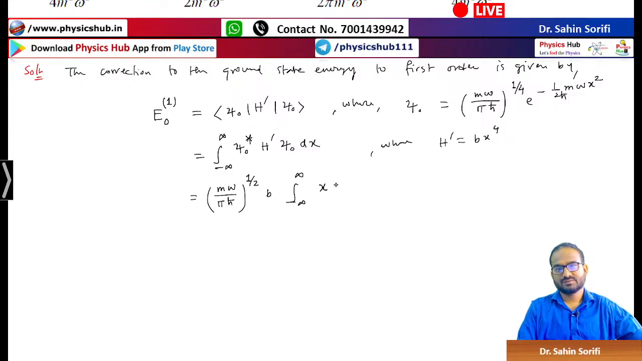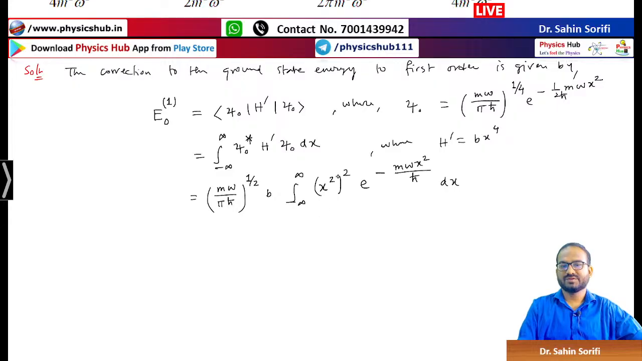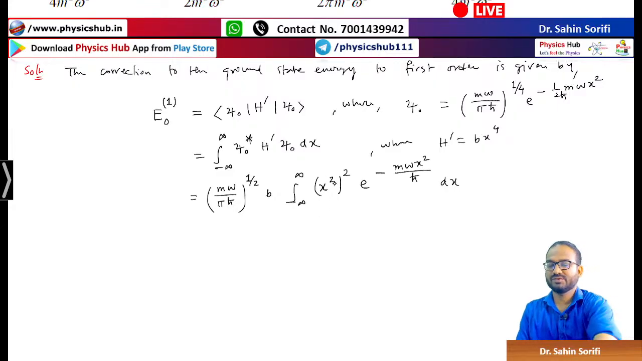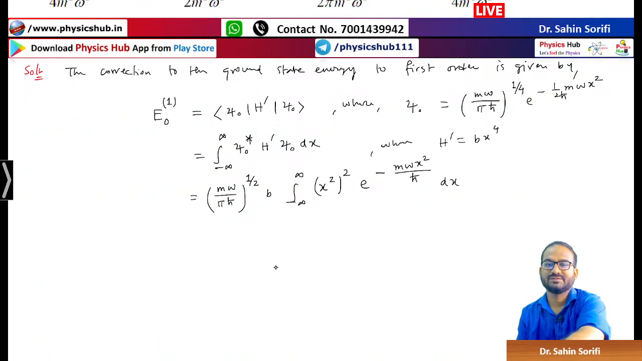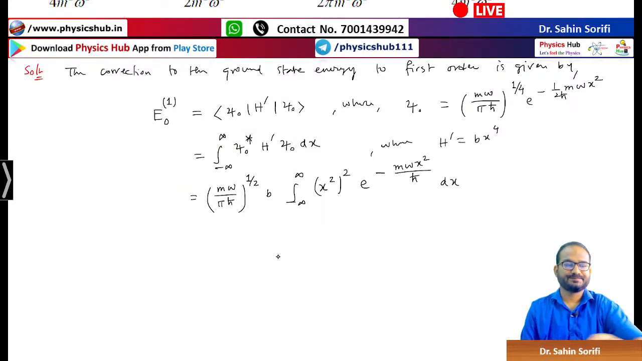This exponential part appears twice, which means the factor 2 will vanish. So we have x to the power 4, which we can write as x square whole square, and e to the power minus m omega x square by h cut dx. This 2 factor is vanished by taking the square. Now why have we represented it in this form, x square to the power 2? Because the formula to be used is given for x to the power 2n, so we write x to the power n whole square. That is why we have written it this way.